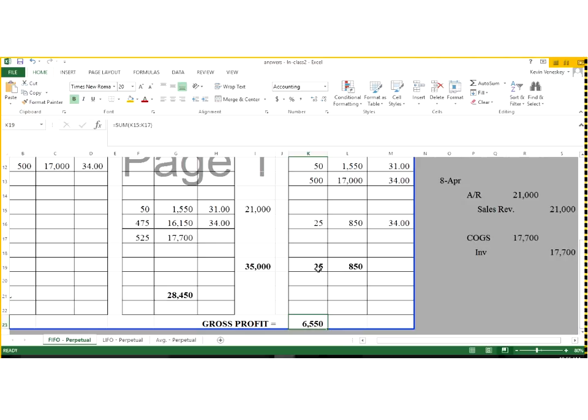And then what I had left, I had 25 items left for answer number 4, and those 25 items cost me $850 when I use the Fifo method.